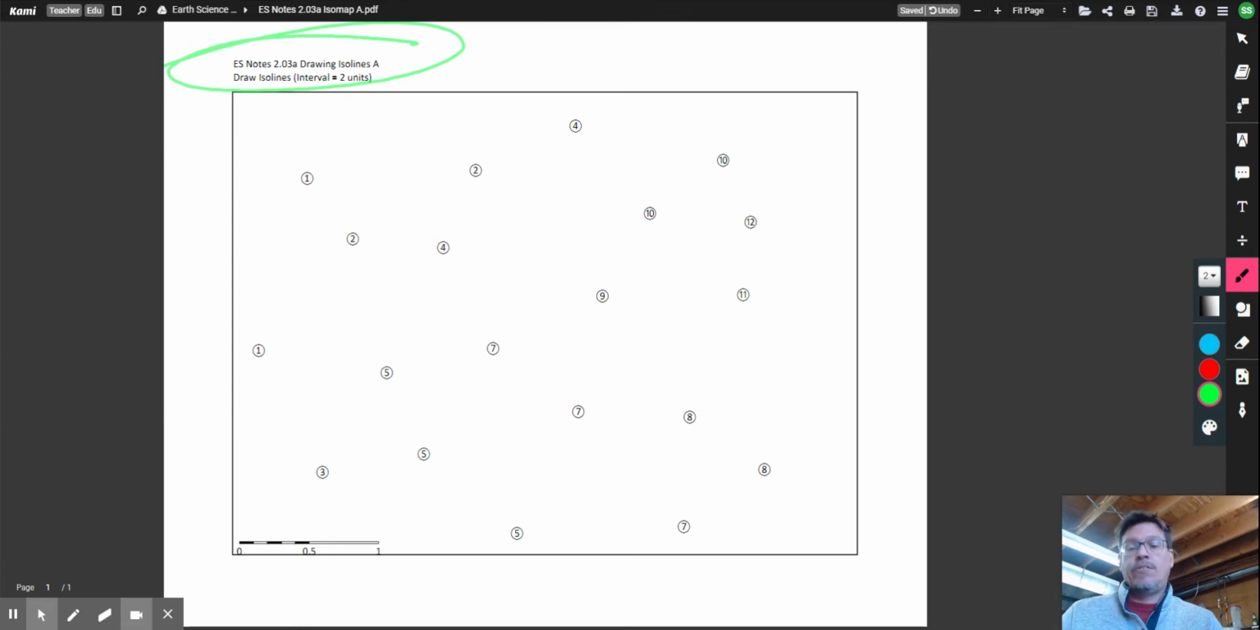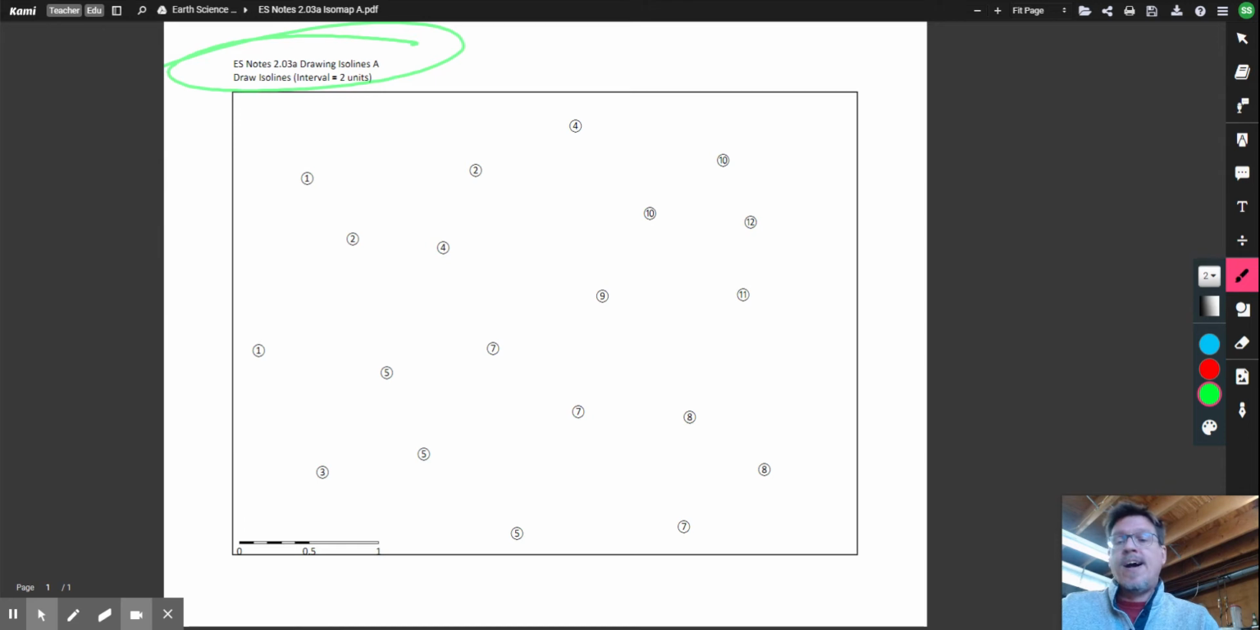So this is Earth Science Connect the Dots, and we call this drawing isolines. An isoline is a line that connects points of equal value. So instead of going like back in elementary school, going 1, 2, 3, 4, we're going to go 2, 2, 2, 2. So we're going to connect the dots, the values that are equal, that are the same.